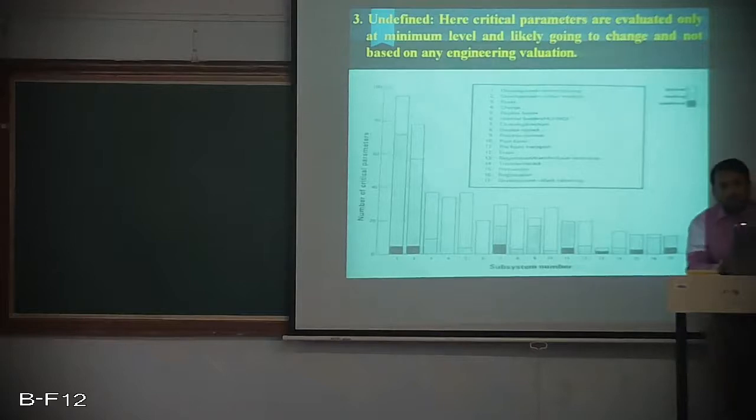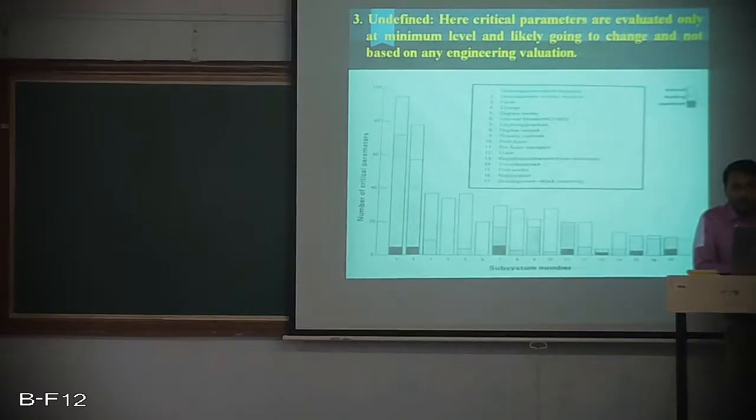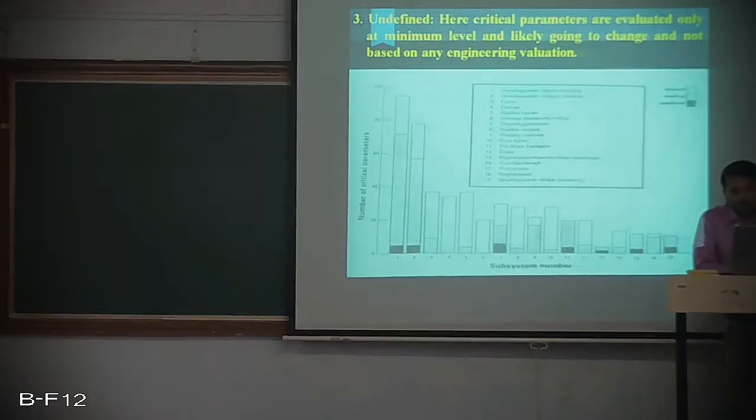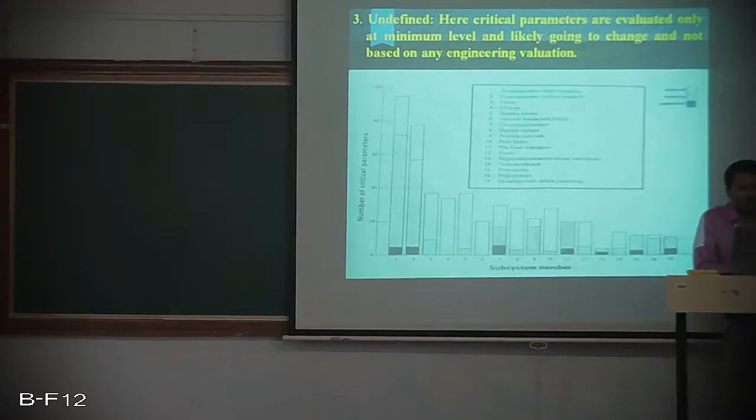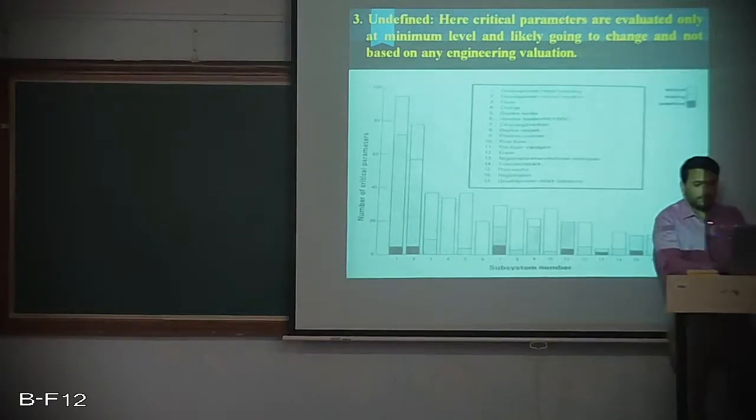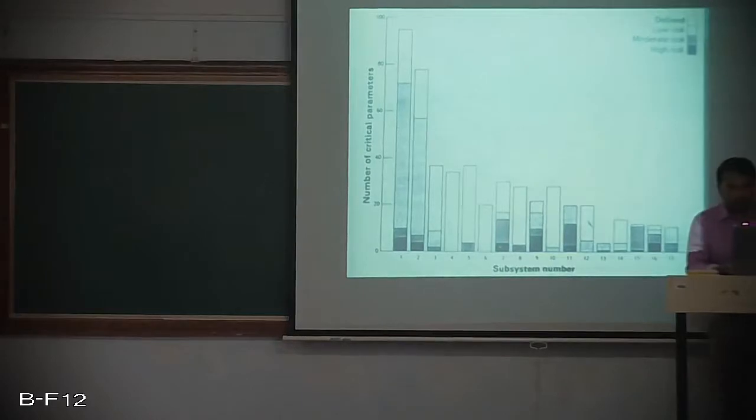This is how the number of parts in a subsystem with respect to the critical parameters, and their status such as undefined, pending and defined, can be shown by using different shades for different statuses of the parameters. Again, you can assess the critical parameters with respect to low risk, moderate risk as well as high risk. This can also be done.